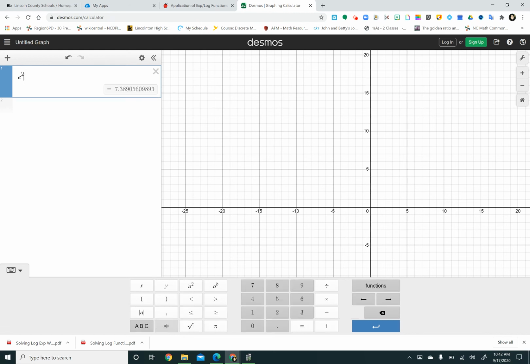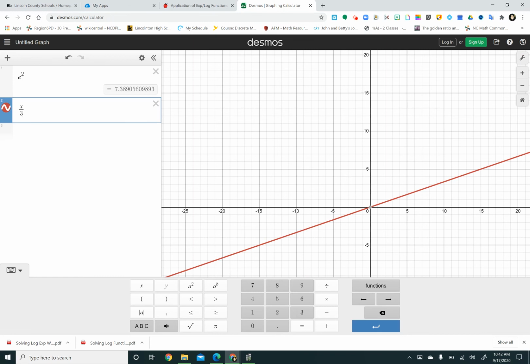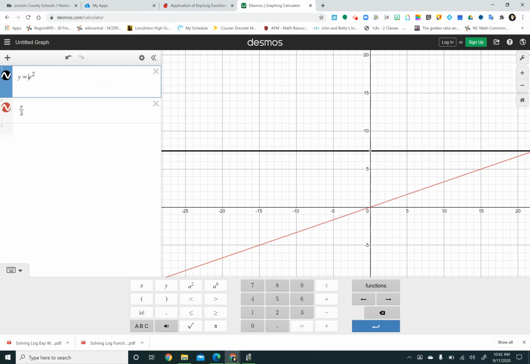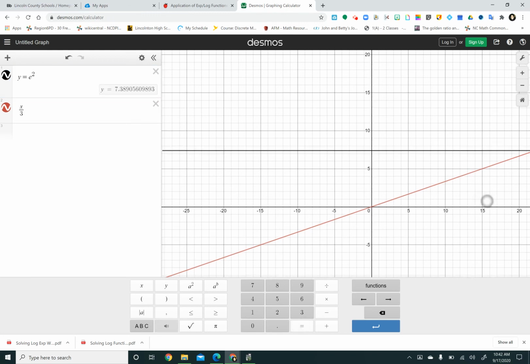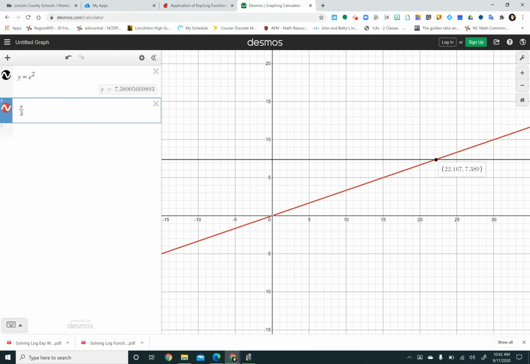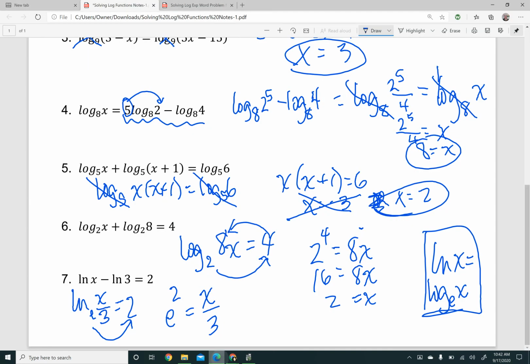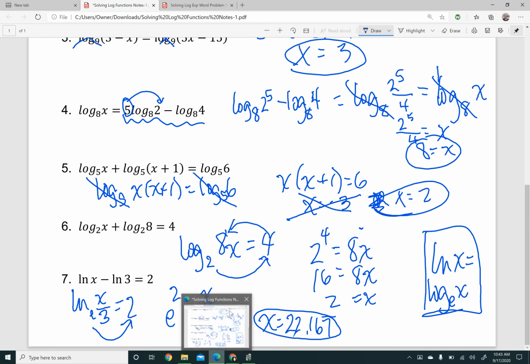When I put it in, it automatically puts in a number. So e squared equals x divided by 3. Well, it just drew the one line because I didn't tell it that I want this other line. In order to make it a line, remember I got to put y equals. So now it's got the 2 lines, and I just need to see where these cross. So they cross at this point. Well, I know y is 7.38, so x is 22.167, and that's my answer. And that's all you have to do, okay? So just follow those 3 rules.